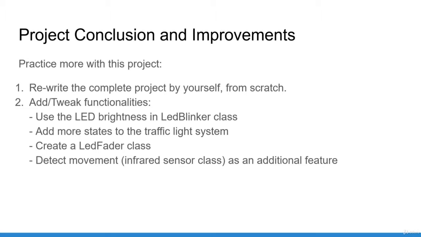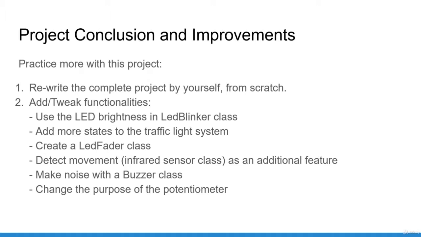You can add another component, for example a passive or active infrared sensor, to detect movement in addition to the push button, and add a new rule to the traffic light system. You can add a buzzer to make noise when the light is about to go to red. Use the potentiometer for another purpose, for example to change the duration of each state proportionally to the potentiometer value.